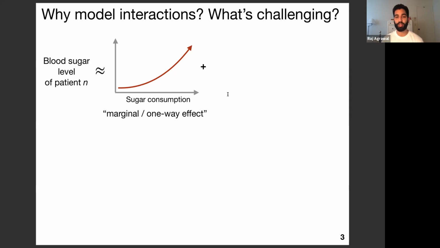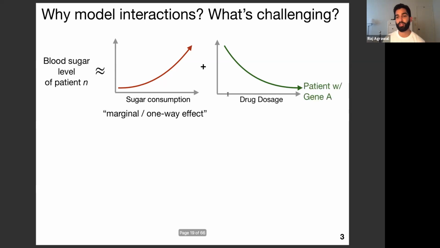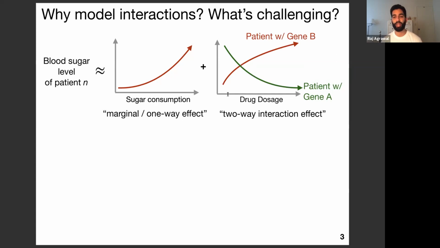Now suppose a patient has high blood sugar levels, and the doctor might be able to prescribe a particular drug medication such that as the patient takes more and more of this drug, blood sugar levels decrease. But maybe this drug is only effective for patients with a particular gene A. And even worse, for some patient with another gene B, this drug is actually harmful, where as the patient consumes more of this drug, blood sugar levels increase. We call such an effect a two-way interaction effect because it summarizes how the effect of the drug depends on the genetic context of the patient.